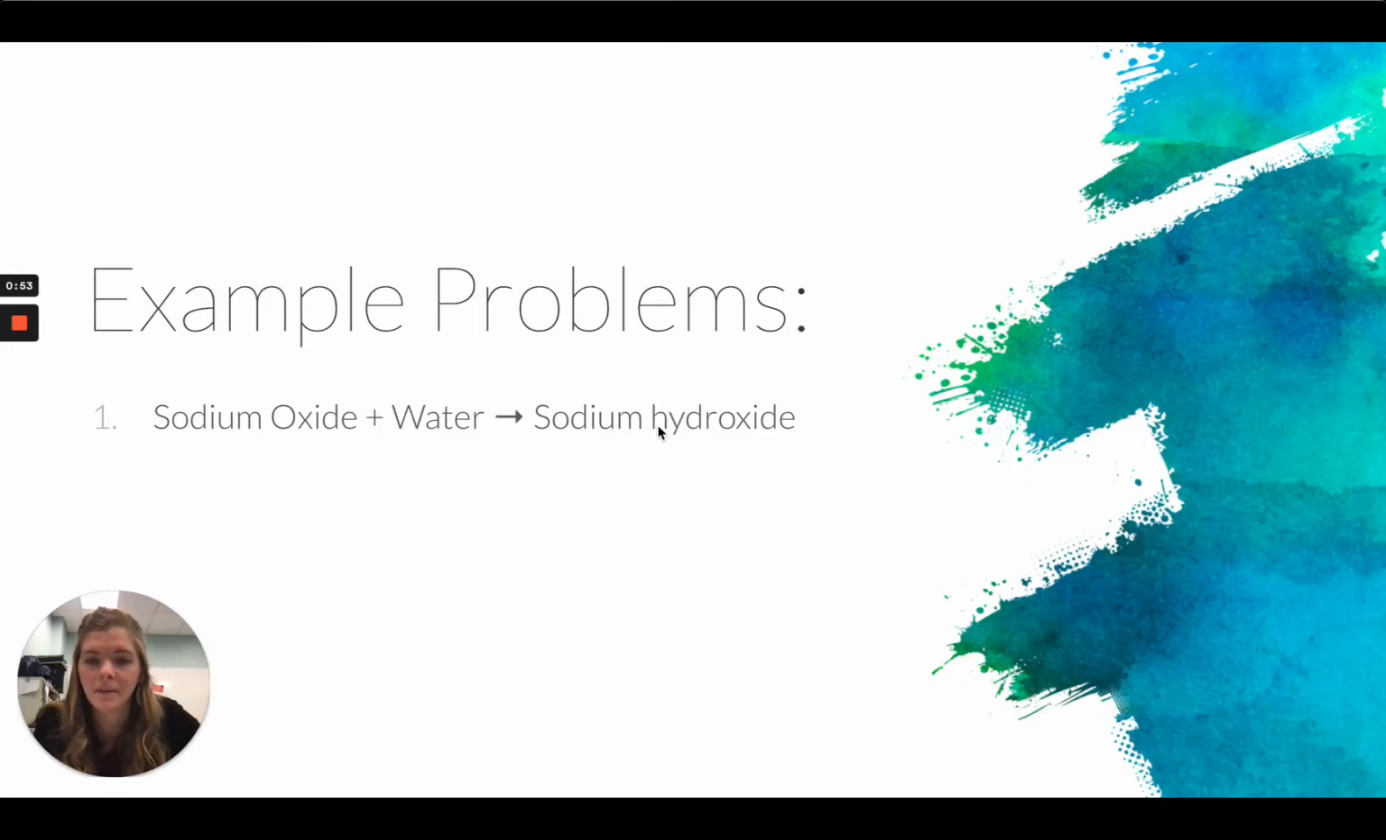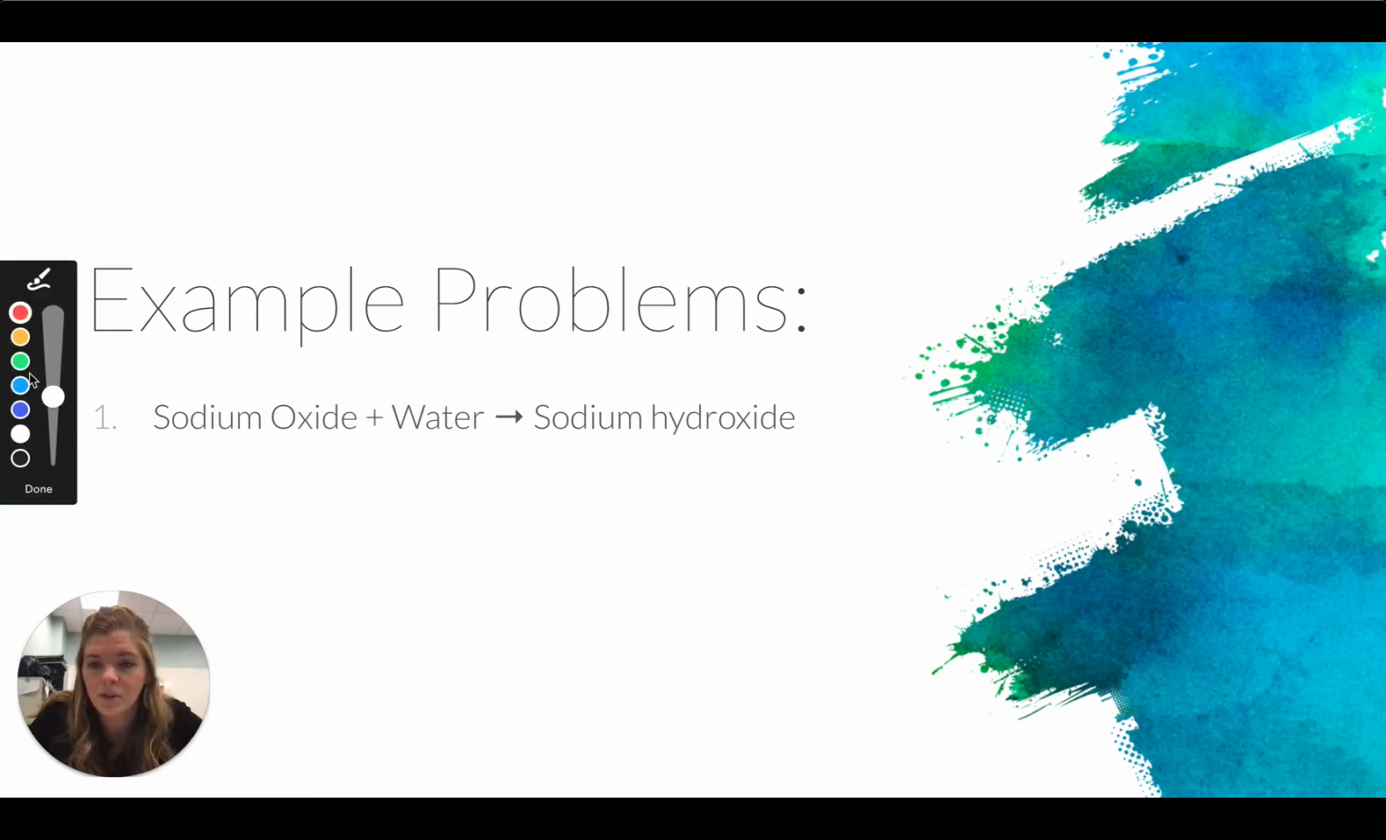So we might have something like sodium oxide in water gives us sodium hydroxide. So we're going to have to think back a little bit to first semester. In first semester, we talked about reactants and products. Do you remember what those terms mean? Remember that reactants are what are going into an equation and products are what are coming out. So in this specific example, we are putting sodium oxide in and water in. So these are considered our reactants.